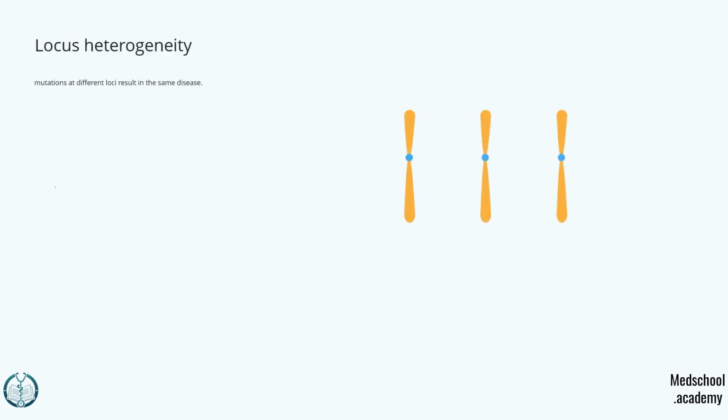Next, we have locus heterogeneity. This says mutations at different loci result in the same disease. Different loci, same disease. Okay, let's say, for example, this is chromosome number 1, chromosome number 3, and this is the X chromosome. Let's say there's a mutation here on a gene called RHO. We know that mutation will lead to a disease called retinitis pigmentosa.